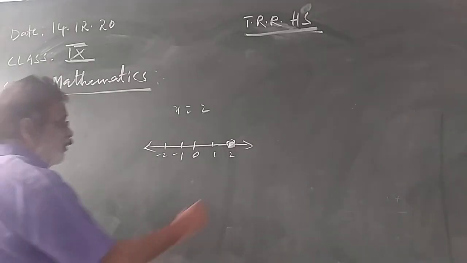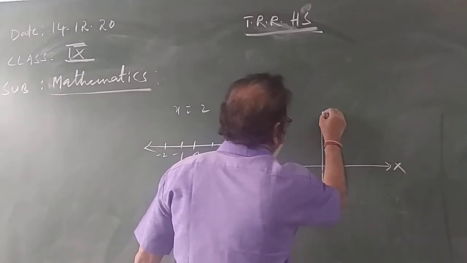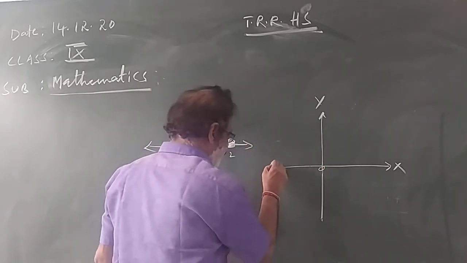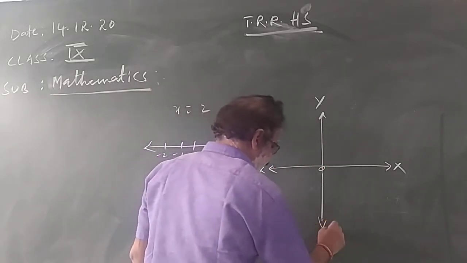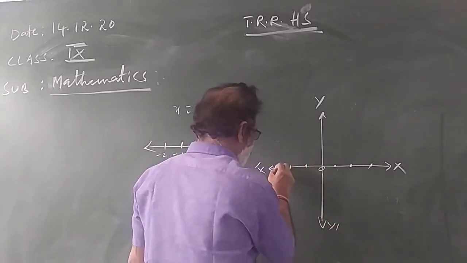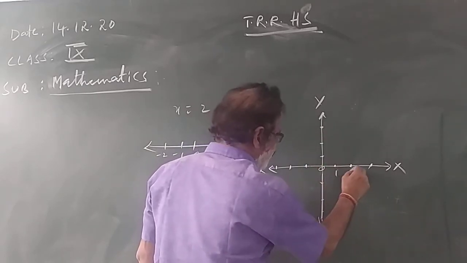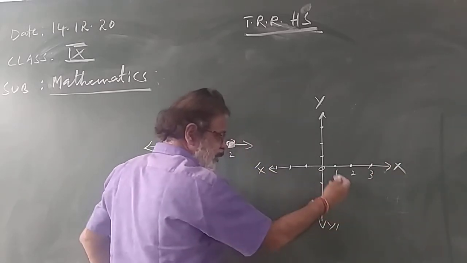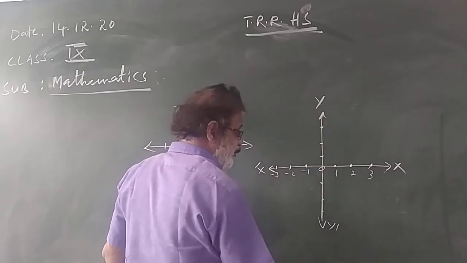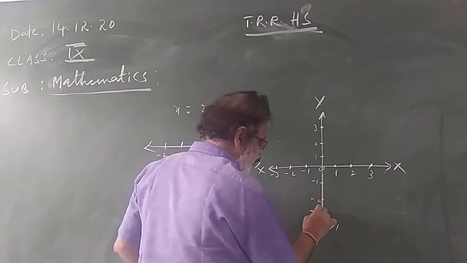And also the Cartesian plane. The horizontal line is the x-axis and the vertical line is the y-axis. The meeting point of the x and y axes is called the origin. This is x dash, this is y dash. Positive values are on the x-axis to the right of the origin; to the left of the origin, all negative integers. Above the origin on the y-axis, all positive values; below the origin, all negative values. You know all of this.